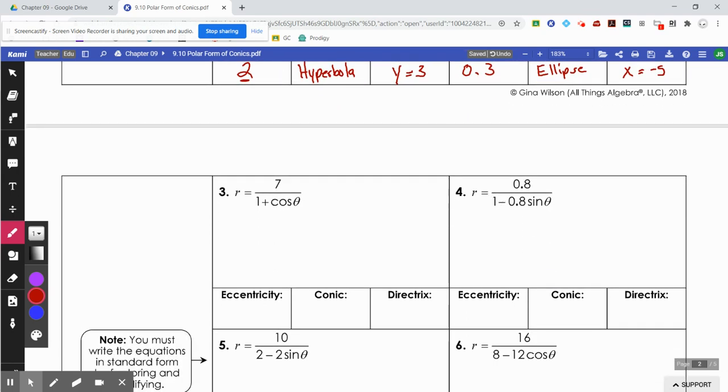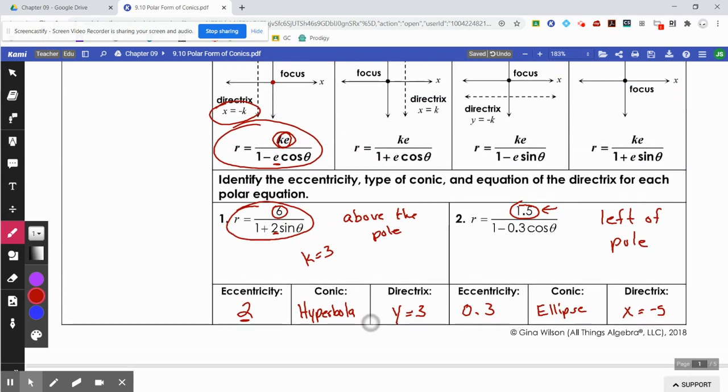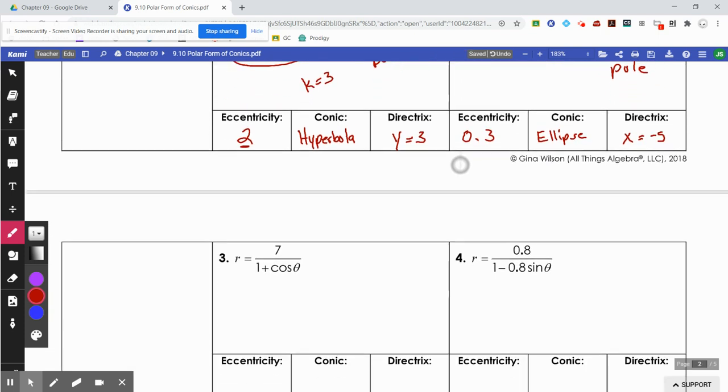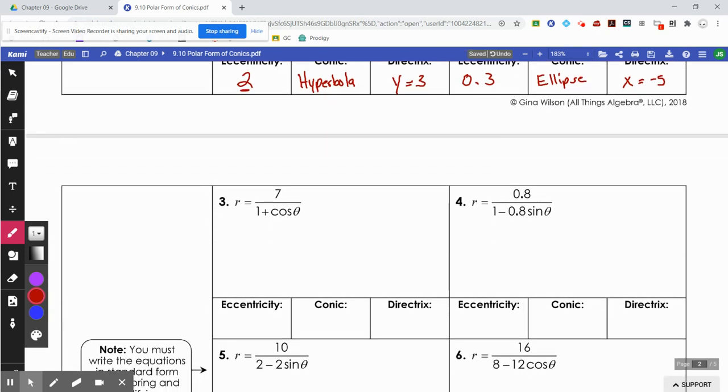Number 3, we have 7 over 1 plus cosine theta. Let's again match it. 7 over 1 plus cosine theta would be right here. Look at the number in front of cosine theta to find your eccentricity, and that'd be an eccentricity of 1. The only conic that has an eccentricity of 1 would be a parabola. So therefore, here you have a parabola.